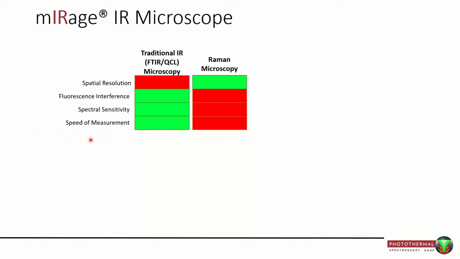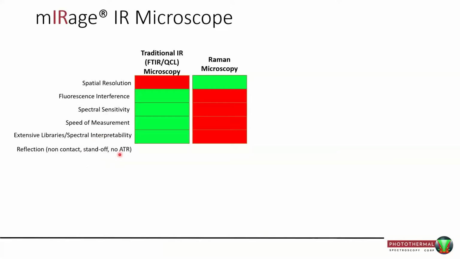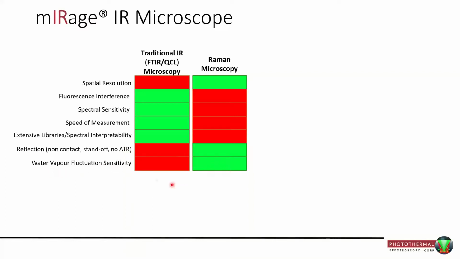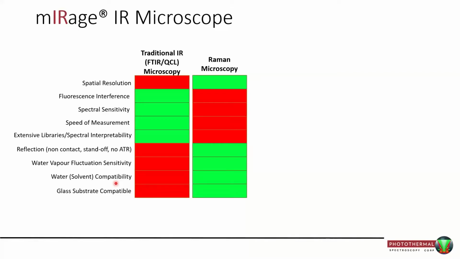Hence, the speed of measurement also correlates with that. When it comes to commercial libraries, IR has typically about 10 times as many entries in these databases compared to Raman. It's also a lot more, I find, more spectrally interpretable. I've given that a green. If you want to work in reflection mode, which is that easy point and shoot kind of mode, Raman is great for that. Traditional IR is not. Reflection mode with IR just doesn't work well typically. If you cared about water vapor, Raman would be the way to go. If you wanted to work in solvent, maybe live cell experiments, again, Raman is great. Raman is typically compatible with glass, and Raman is also wavelength independent when it comes to spatial resolution.